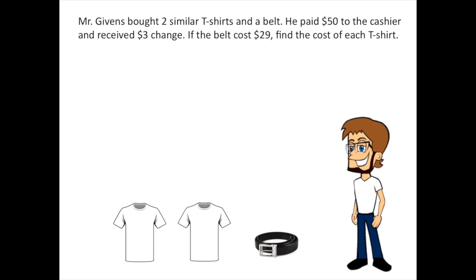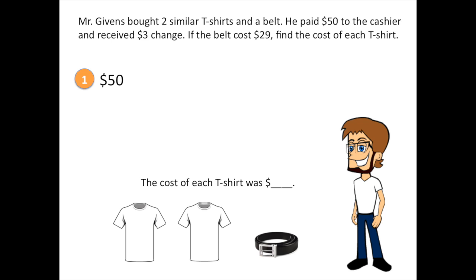So I'm going to write my sentence down on the bottom. The cost of each t-shirt was blank dollars. Now I'm ready to begin solving. Before drawing the bar model, I first have to find out how much Mr. Givens spent. So I know that he gave $50 to the cashier and received $3 change. So my first step is going to be to subtract 3 from 50.